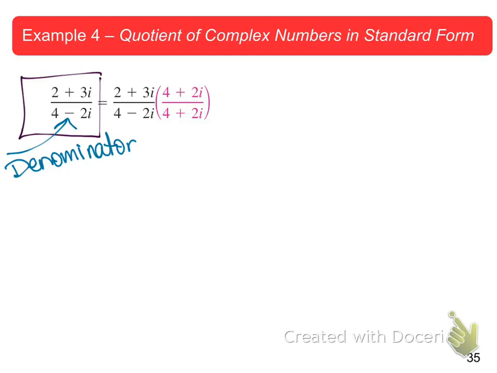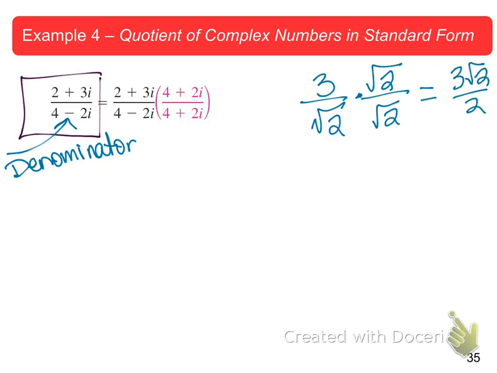Think back to probably Algebra 2, maybe a little bit of Algebra 1. Do you remember how if you had something that looked like that, what would you have to do to get rid of that square root of 2? Good. You'd have to do the square root of 2 over the square root of 2. And you'd end up with this. Okay, that's rationalizing the denominator. We're doing the same thing here, except we're doing it with the conjugate.